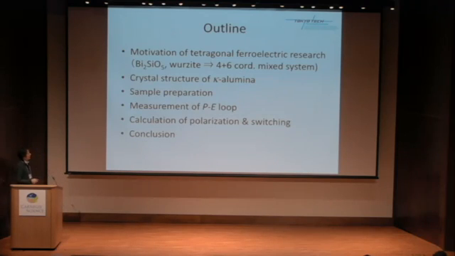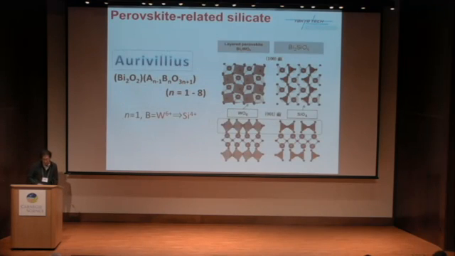This is the outline. First, I will talk about the motivation for searching for tetrahedral ferroelectric materials. Next, I will talk about the crystal structure of kappa alumina. Then, sample preparation and measurement of the P loop, and ab initio calculation for the polarization and the polarization switching. And finally, I will conclude.